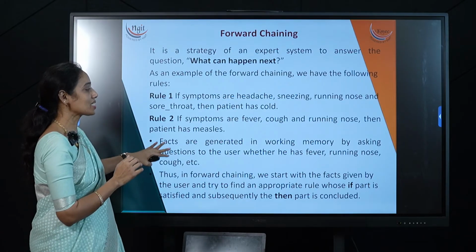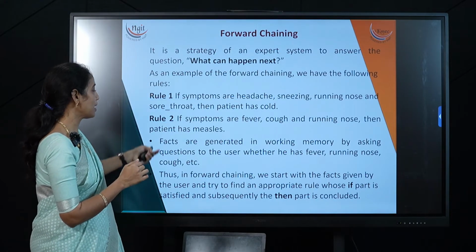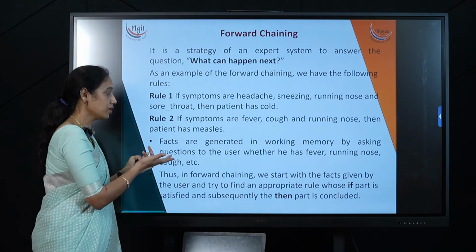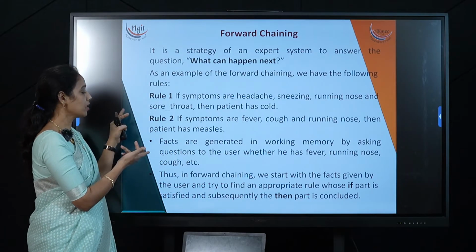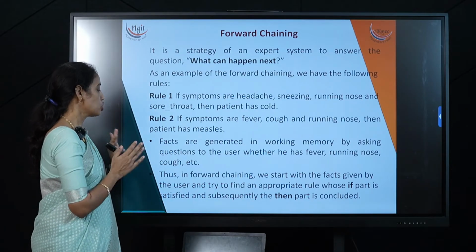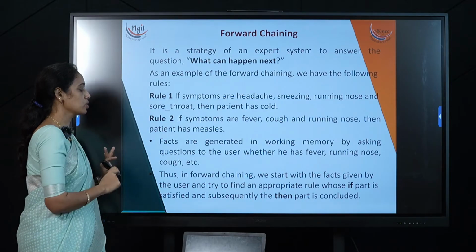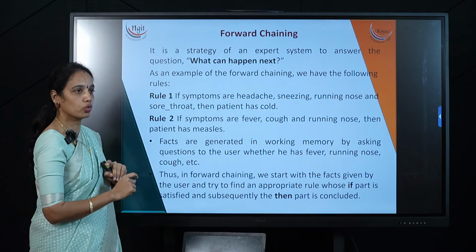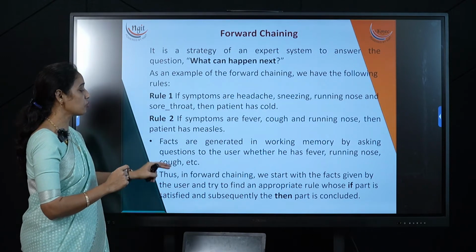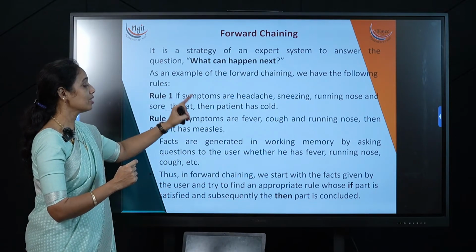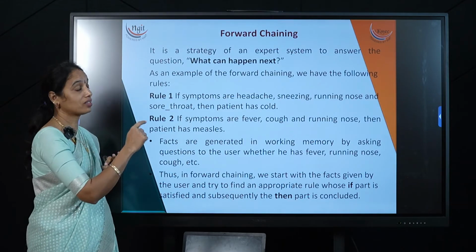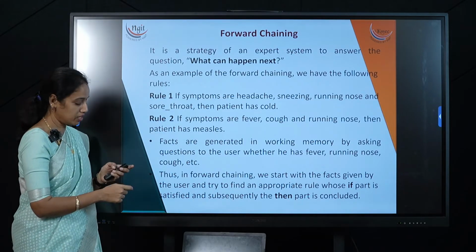So these facts are generated in working memory by asking questions to the user, whether he has a particular fever, running nose or cough, etc. So in forward chaining, we start with the facts given by the user and try to find an appropriate rule whose if part is satisfied, and subsequently the then part is concluded. That is forward chaining in the inference engine.